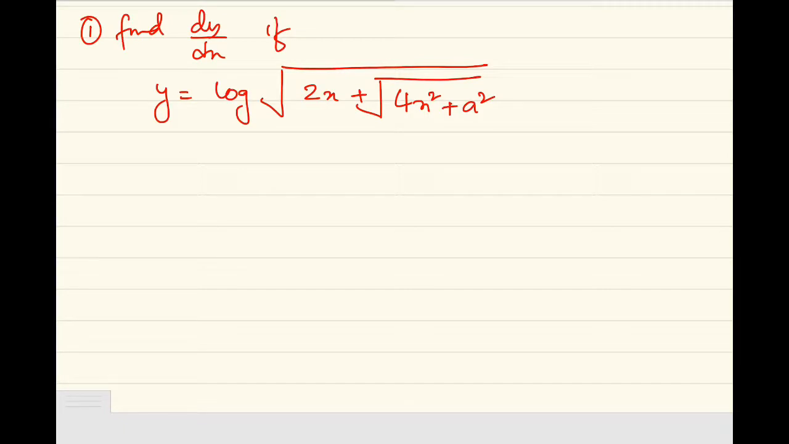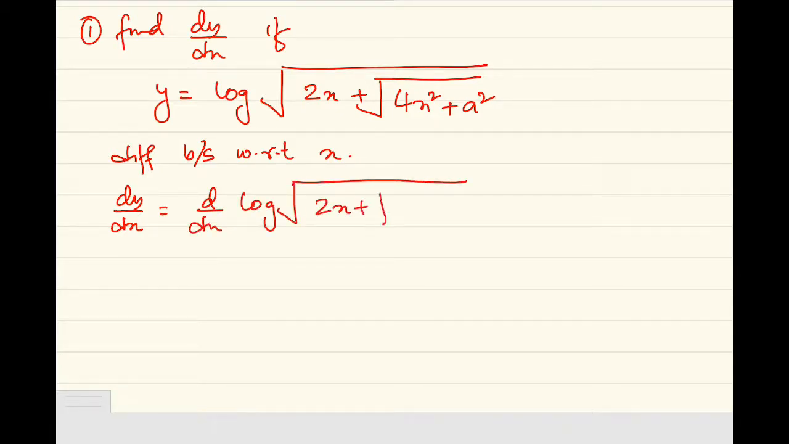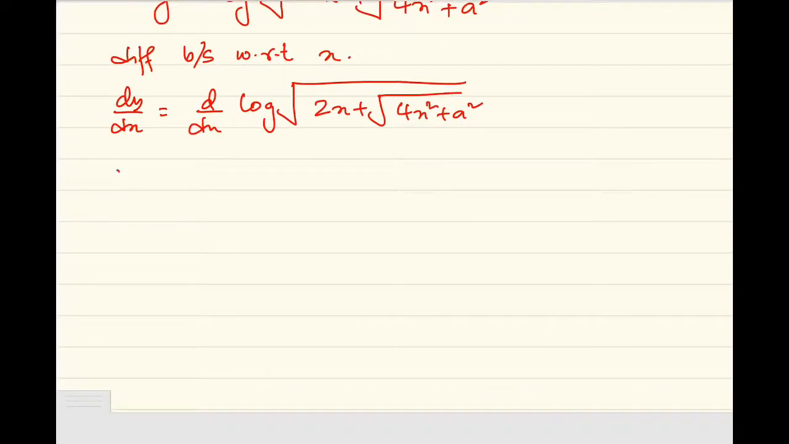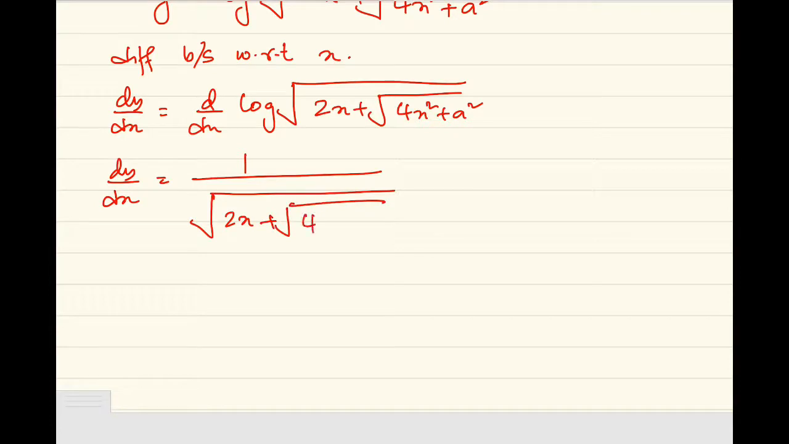So let's start. Differentiating both sides with respect to x, what do you get here? You get dy/dx, and that side d/dx of log of root of 2x plus root of 4x squared plus a squared. Correct? Now d/dx of log is 1 by x, isn't it? So 1 by root of 2x plus root of 4x squared plus a squared. There's a lot of chain rule here, into d/dx of root of 2x plus root of 4x squared plus a squared. Check this out.